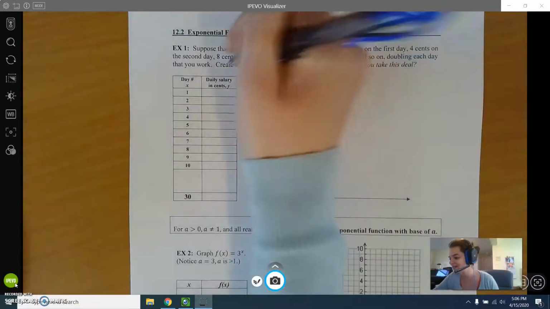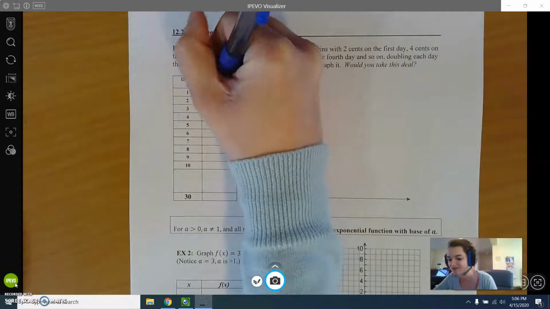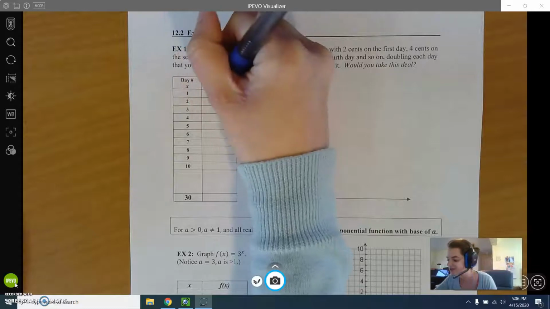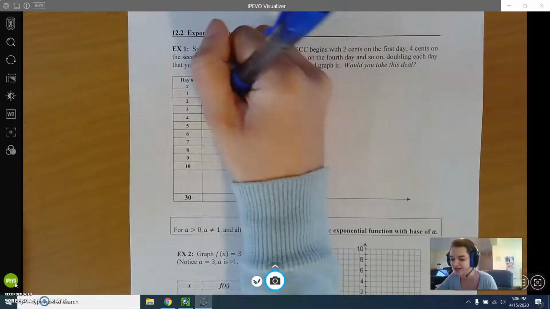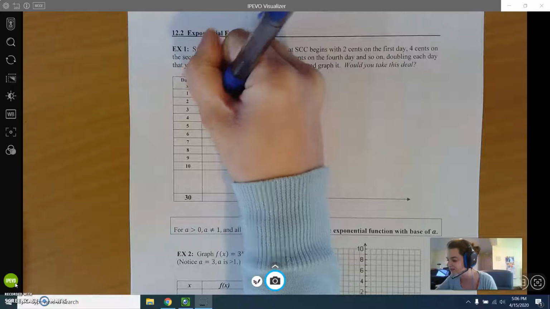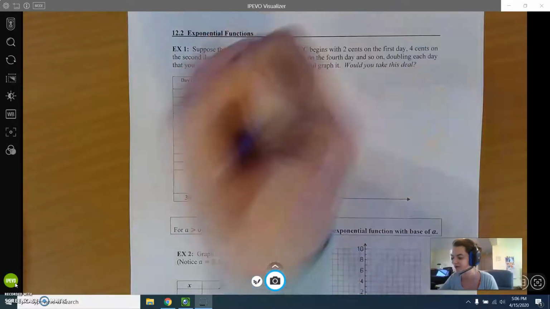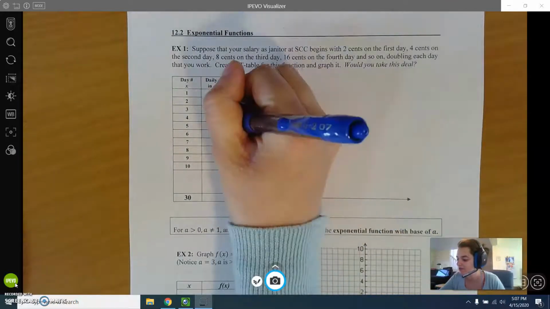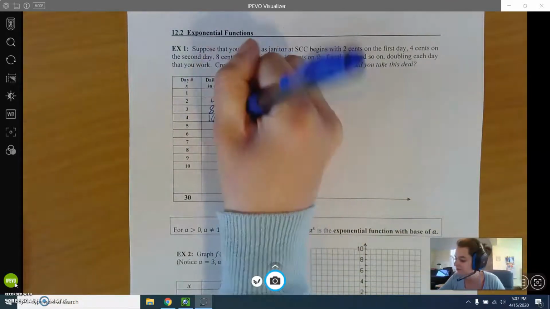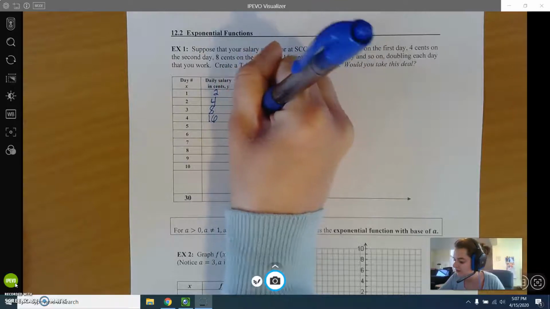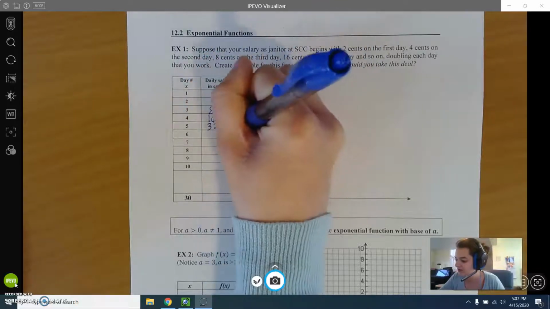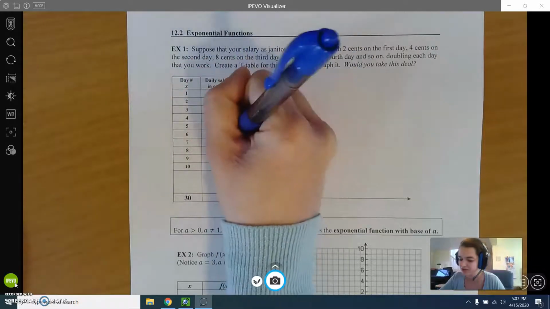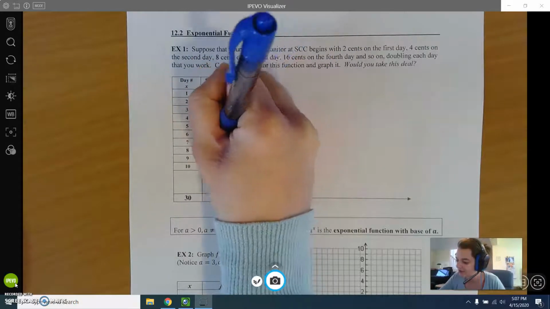So the first day it says that we start out with 2 cents is what you're going to make. And the second day it said 4 cents. The third day was 8 cents. Fourth day was 16 cents. Okay. And it's doubling every single day after that, so let's just keep doubling. So 16 times 2 would be 32. If you multiply by 2 again, you're going to get 64. Multiply by 2 again, you'll get 128.